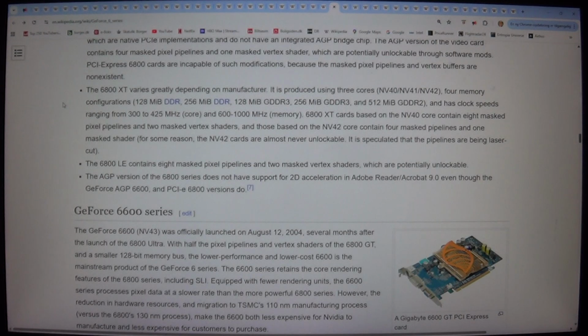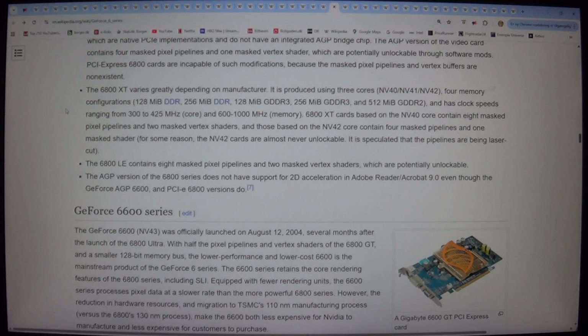It is produced using 3 cores, NV40/NV41/NV42, 4 memory configurations, 128 MB DDR, 256 MB DDR, 128 MB GDDR3, 256 MB GDDR3, and 512 MB GDDR2, and has clock speeds ranging from 300 to 425 MHz core, and 600 to 1000 MHz memory.